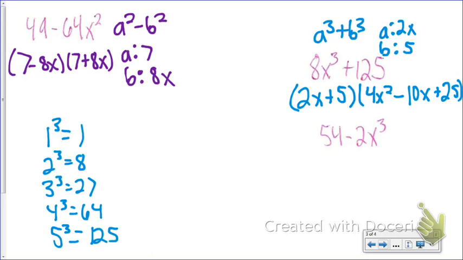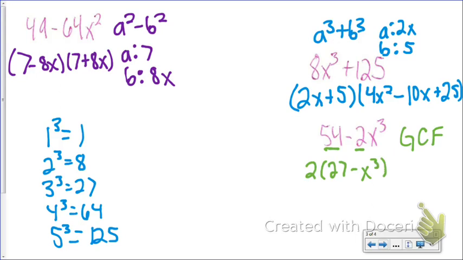Alright, so my next one that I have here, remember what we said our first step always is. And we said that first step is always to take out the greatest common factor. If there's a common factor, you always take that out first. And if you look at these two terms, both terms are divisible by 2. So the first thing I'm going to do is I'm going to factor out that 2. So if I factor out 2 from 54, I'm going to be left with 27. If I factor out 2 from 2x cubed, I'm left with x cubed.